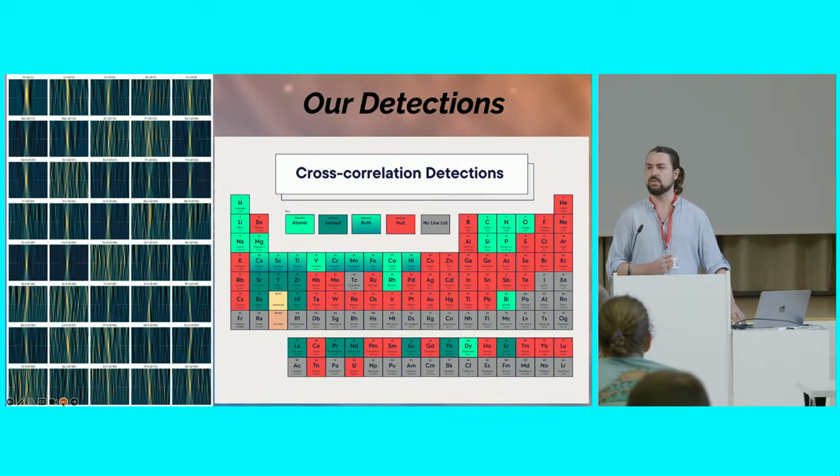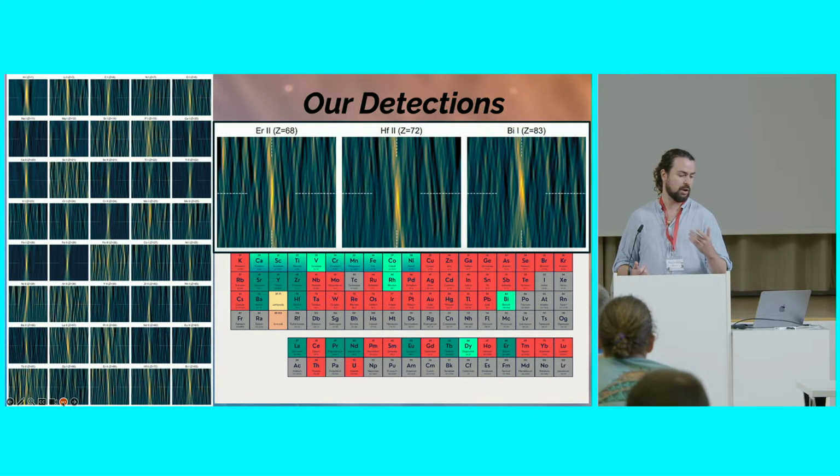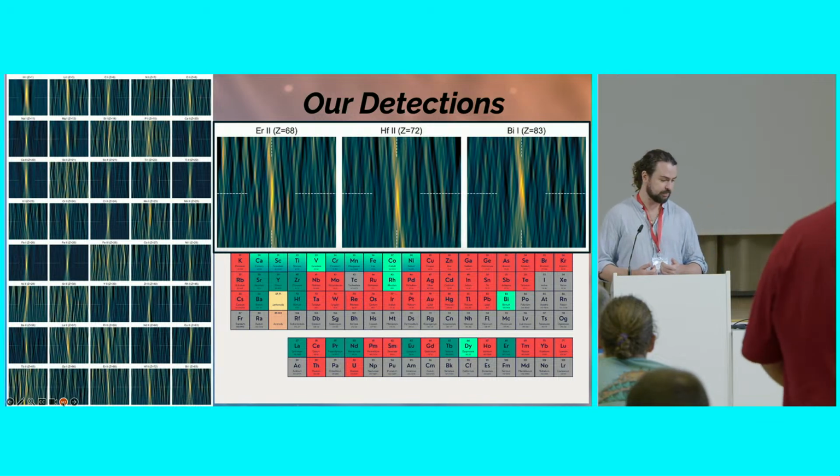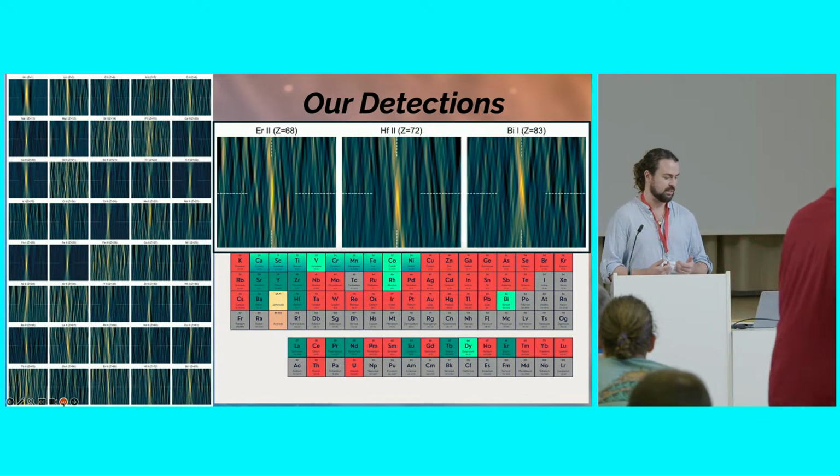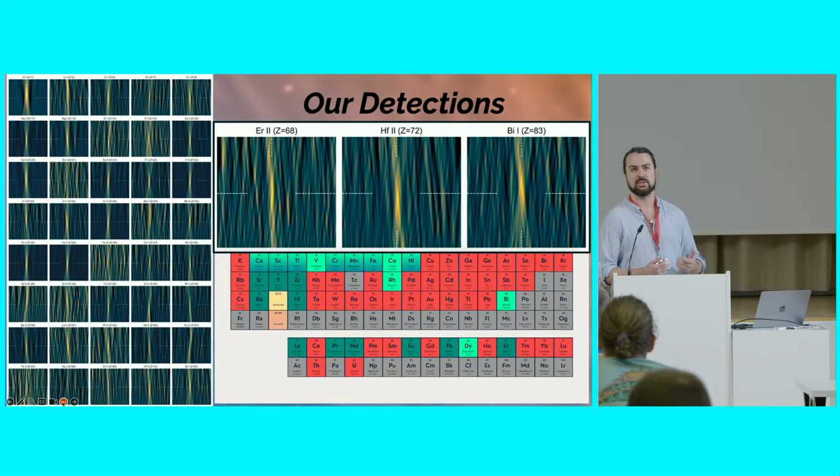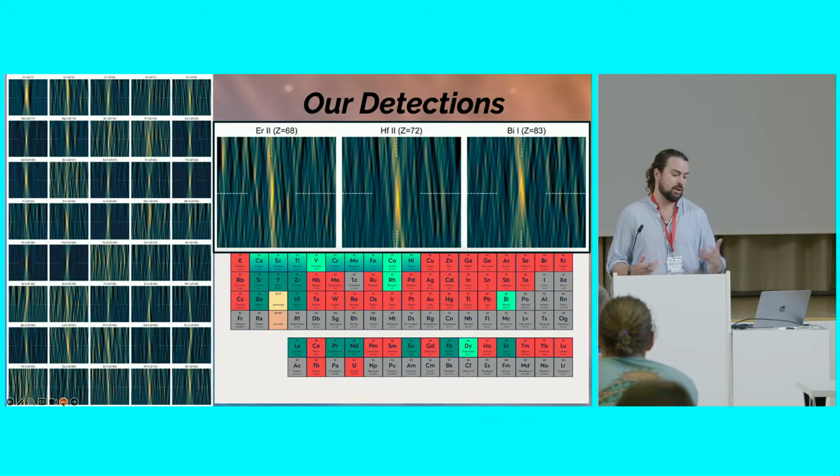So the high scorers in this result are erbium, hafnium, and bismuth. I almost missed bismuth because it's in the bottom corner of the periodic table, and I was like, I better check everything, and then it popped out. So yeah, kind of crazy.